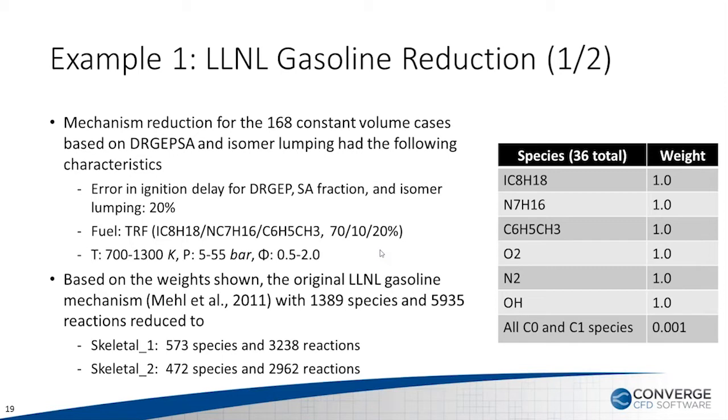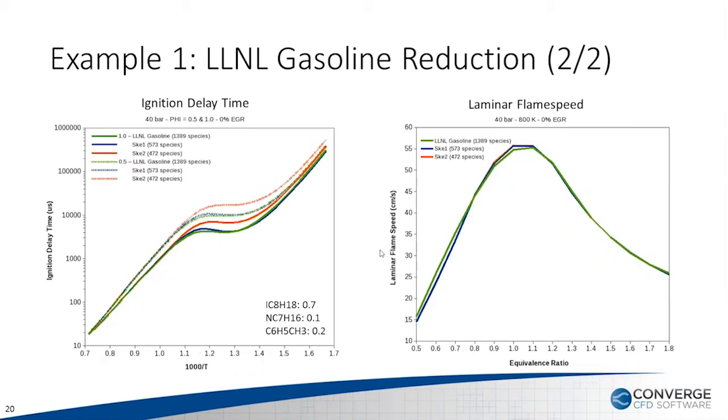We say these are important species, and we reduce for temperature from 700 K to 1300 K, pressure from 5 bar to 55 bar, and phi from 0.5 to 2. We can get two example reduced mechanisms here. The first one is 573 species, and the second one is 472. All the setups are the same to reduce these two mechanisms. The difference is only in the error tolerance we specified during reduction. With tighter tolerance, we get 573 species. With loose tolerance, we get 472 species.